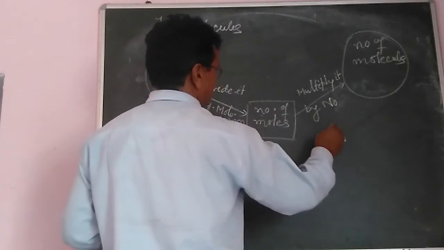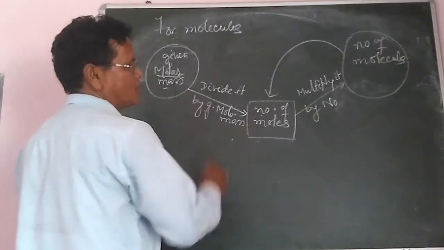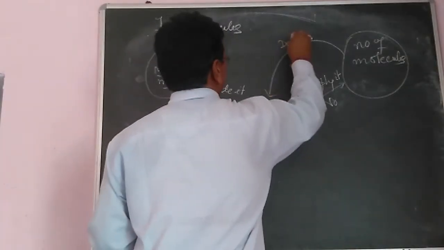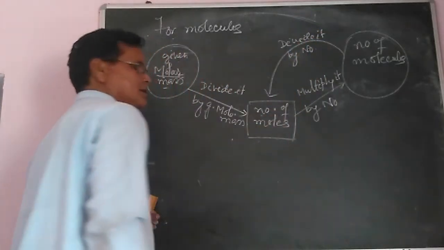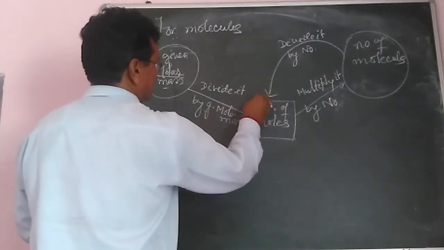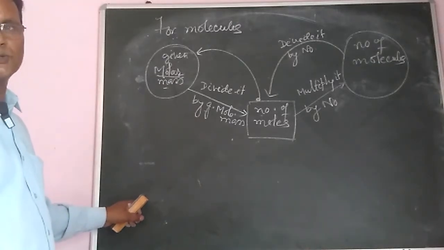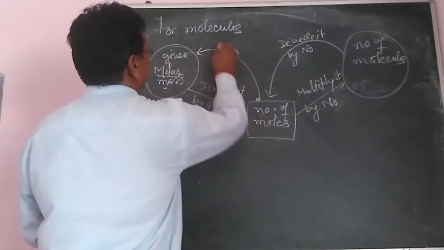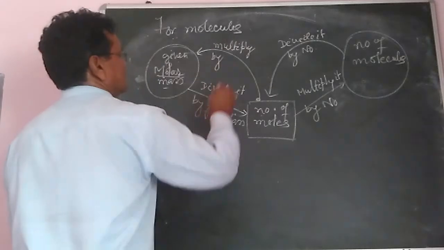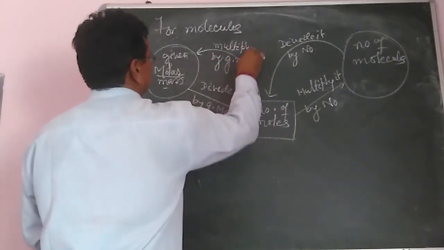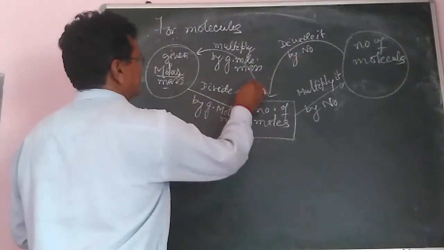Similarly, to come back from the number of molecules to the number of moles, you will have to divide by N0. Then you will get the number of moles. And if from this you try to find the molecular mass of the given substance, you will have to multiply by the gram molecular mass. Then you will reach there.